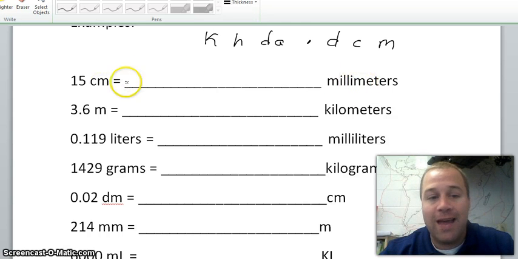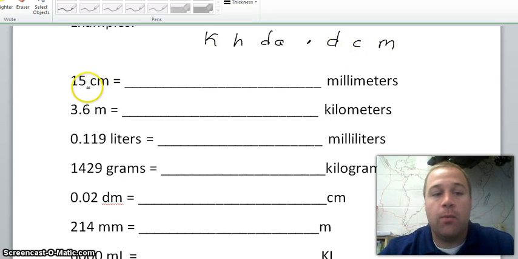And we're going from C to M, centi to milli. So if we look up here, centi to milli is 1 to the right. So that means the decimal point moves 1 to the right. In 15, this decimal point's right here, and we're going to move it to the right one place. Now we have to fill that place value, so we're going to use a 0. So 15 centimeters is 150 millimeters.